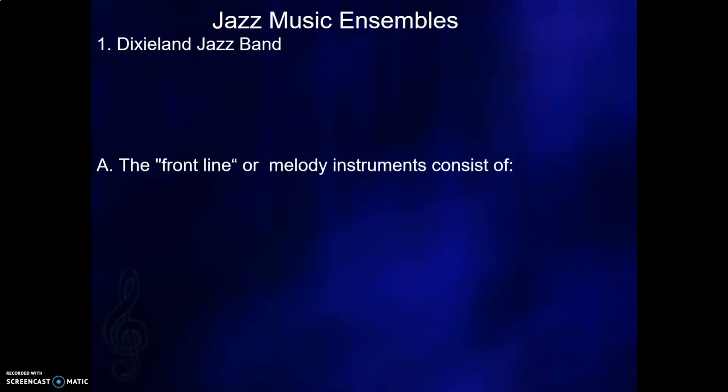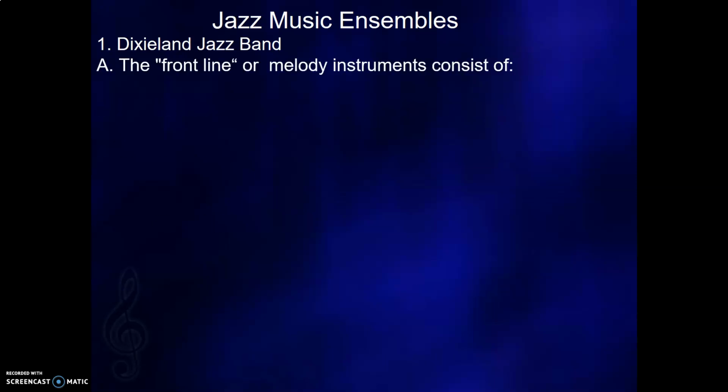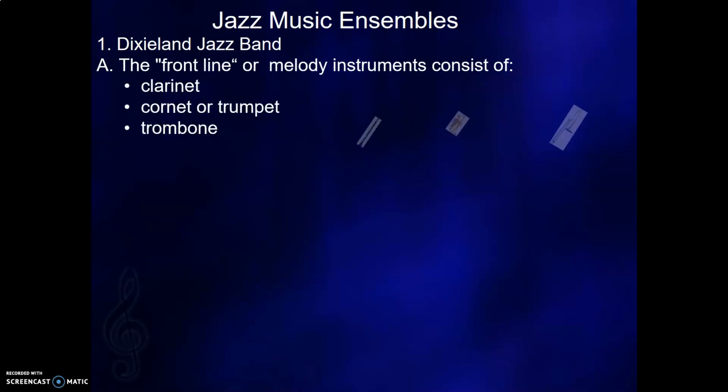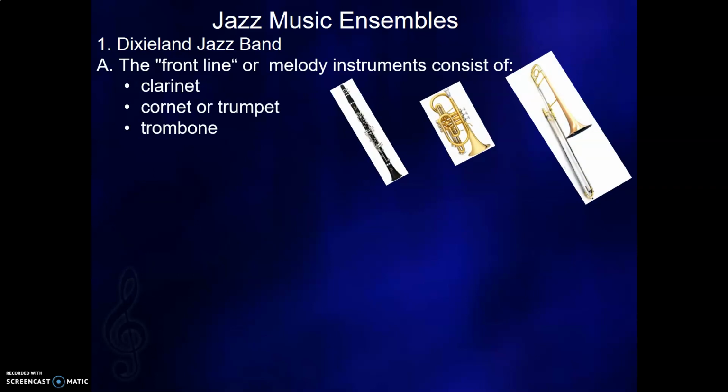Okay, moving on to music ensembles. The Dixieland Jazz Band, that's the first traditional ensemble. We have what's called the front line, or melody instruments. That consists of clarinet, cornet, and trombone. Those are the melody instruments, and they're referred to as the front line.